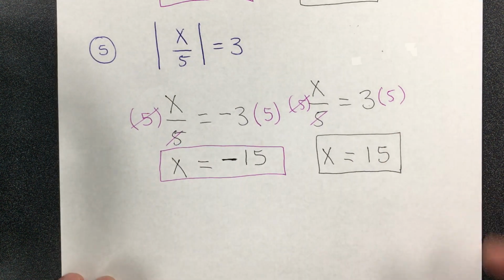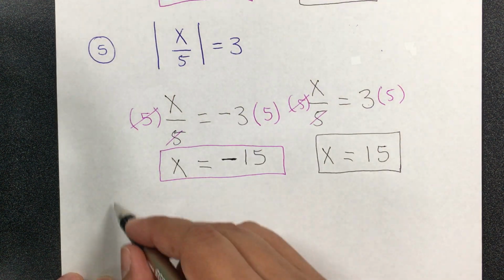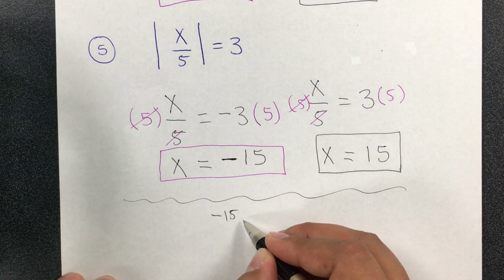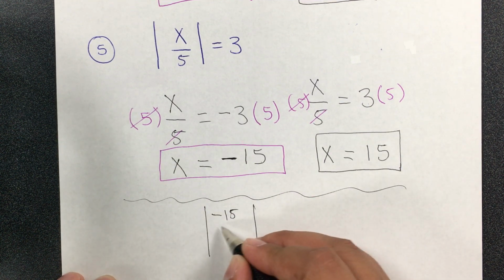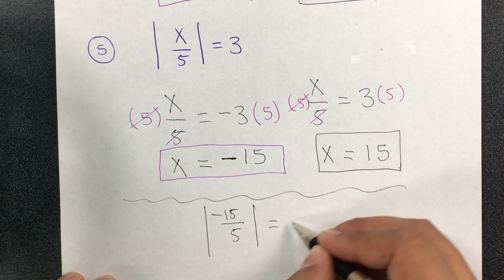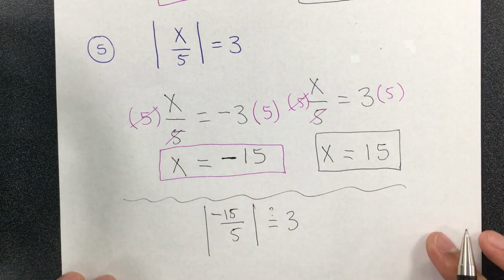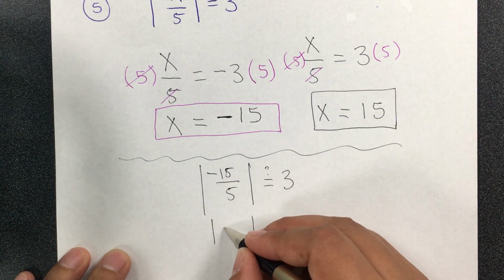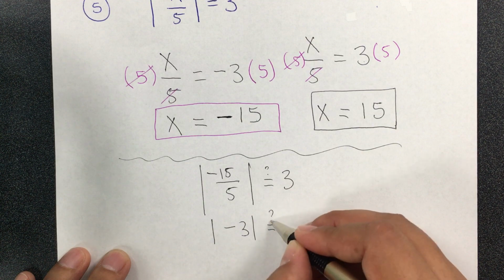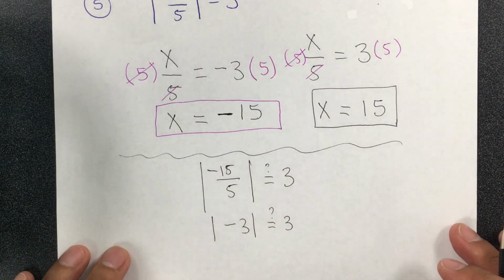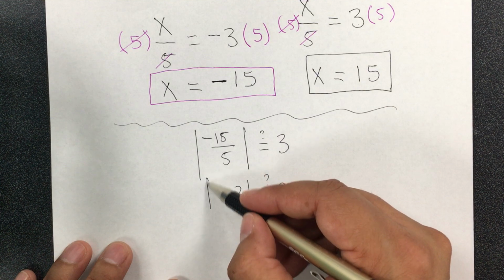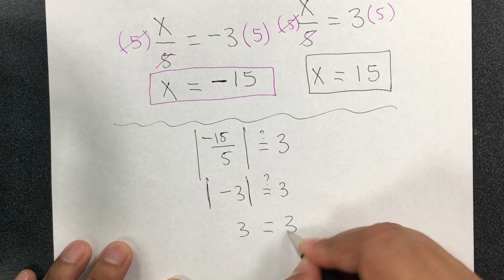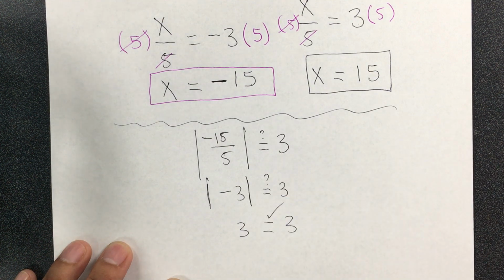Again, now I'm going to substitute just to show the check-up, okay? So -15 instead of the x divided by 5 should be equal to 3. Is it equal to 3? -15 divided by 5 is -3. Is it equal to 3? But remember that it's still inside of the absolute value. The absolute value of -3 is 3. So yeah, 3 is equal to 3, so we say check.